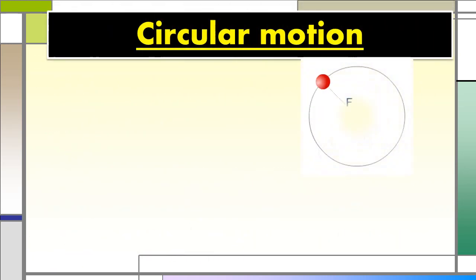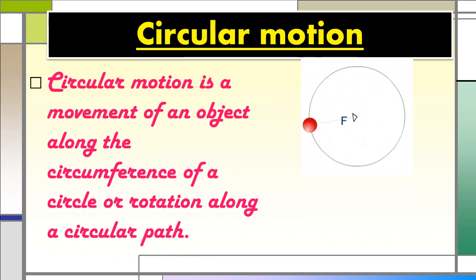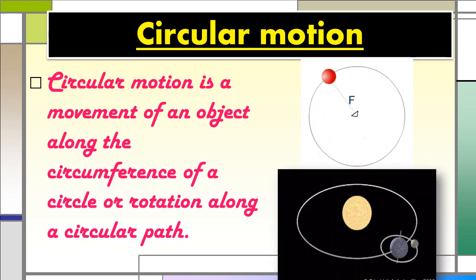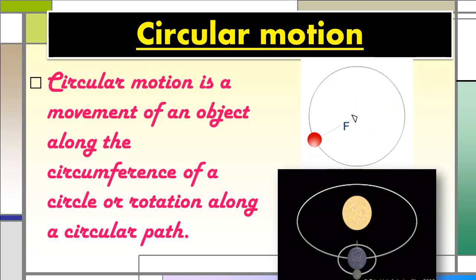Alright, now let's see what is circular motion. Circular motion is so simple. Circular motion is a movement of an object along the circumference of a circle or rotating in a circular path. You can observe in the picture that one ball or one particular object is rotating in the circumference of a circle. Okay, so you can observe here the earth is orbiting the sun, and the moon, which is a natural satellite, is orbiting the earth. So this is circular motion, as they are moving in a circular path or circumference of a circle.